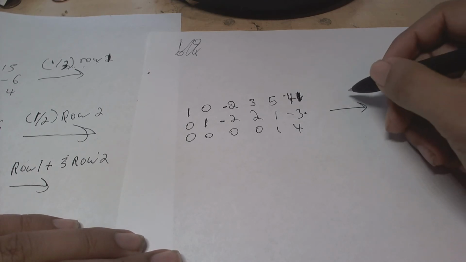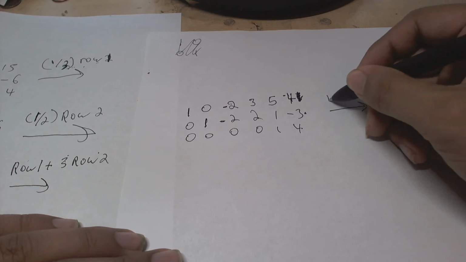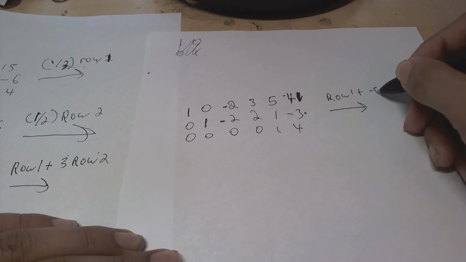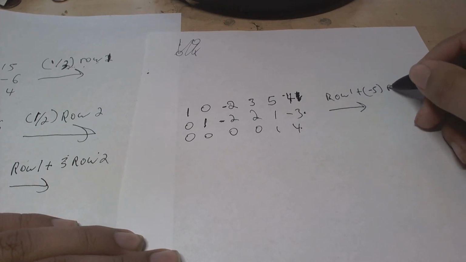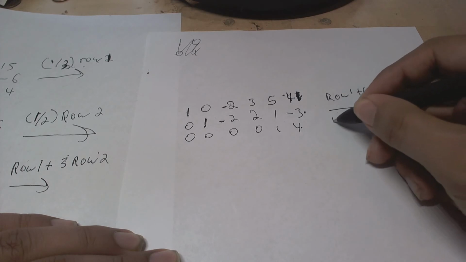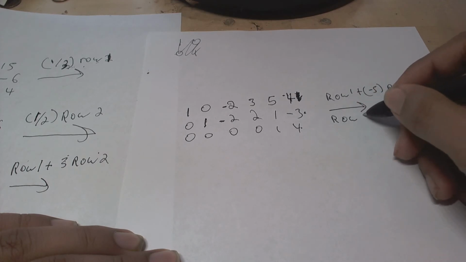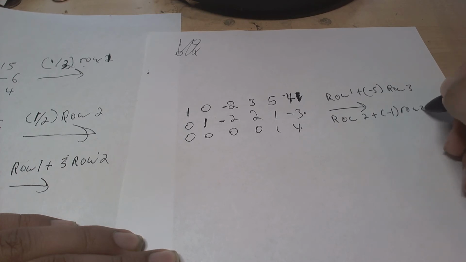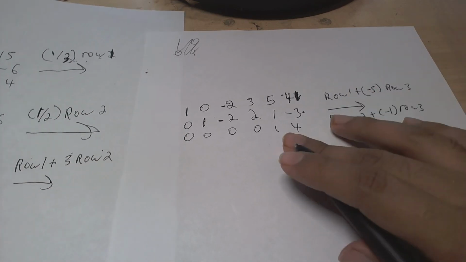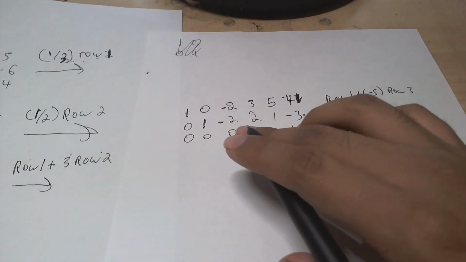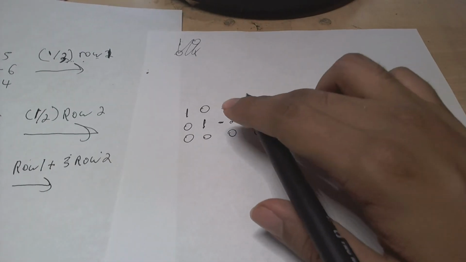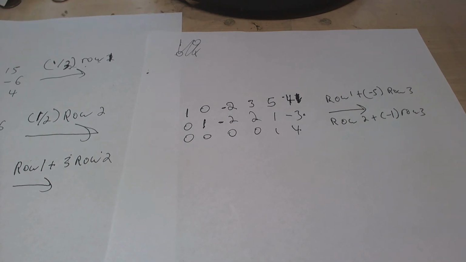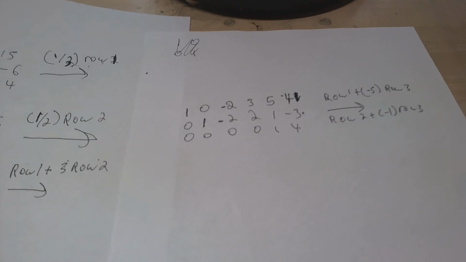So what I'm going to do is speed this up. I'm going to do 2 row operations at the same time. First one is row 1 plus negative 5 times row 3. And the second one is row 2 plus negative 1 times row 3. So row 3 is going to be left alone. The only thing we're going to do is row operations to row 1 and 2. Yes, 1 and 2. Just making sure.